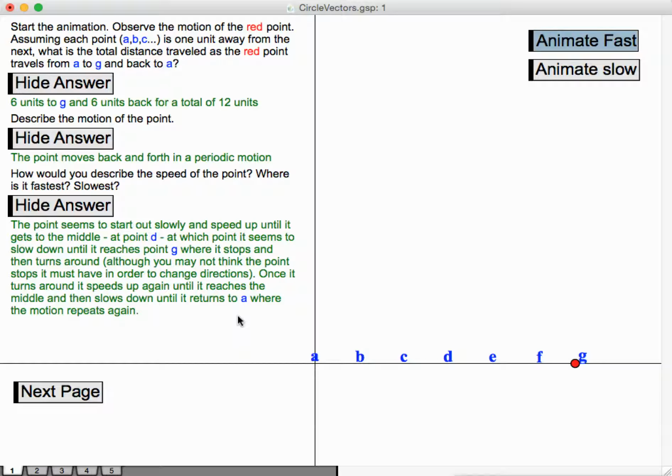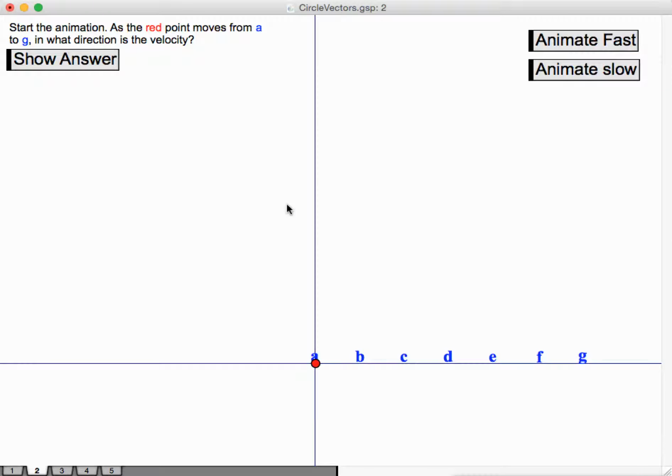So once we've done that, we go to the next page and we ask a slightly different question. So we're going to start the animation again. And so we had talked about the motion in the previous one, and we talked about that it goes faster in the middle and slower on the ends. And now we can talk about the direction and talk about what that velocity vector might look like.